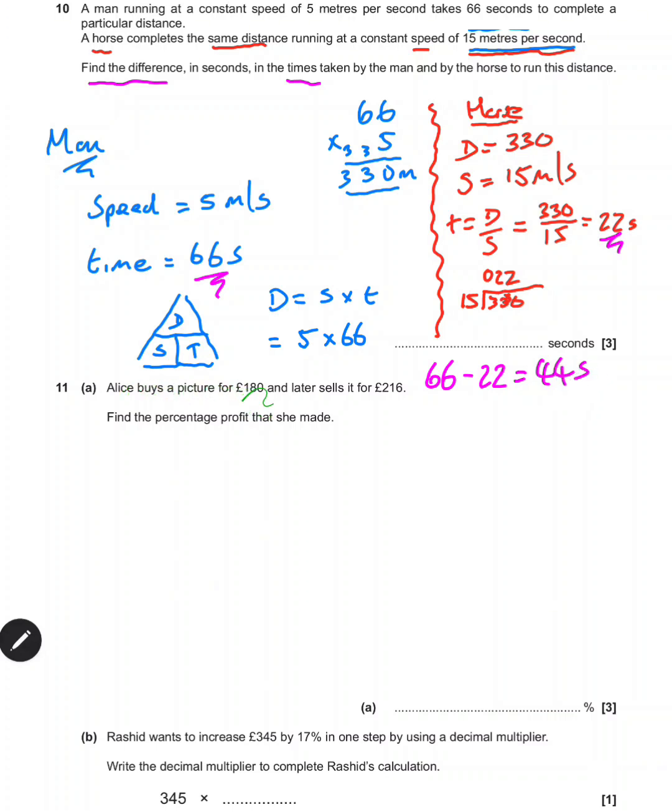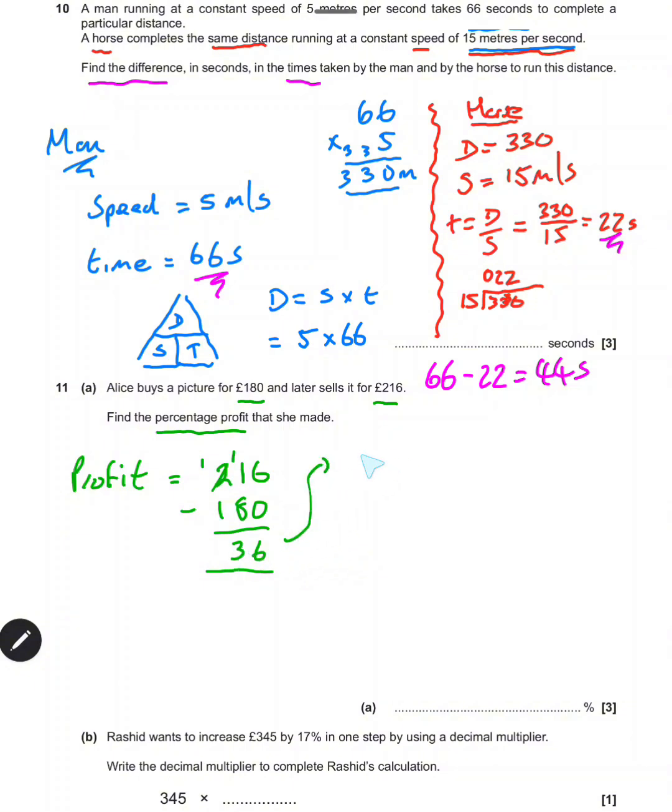Question 11. My mate Alice buys a picture for £180 and sells it for £216, and we want percentage profit. Well, I'll start with profit first. That's just how much money she made. So we're going to do 216, take away 180. 6 take 0 is 6. We can't do 1 take 8, so let's borrow from there. 11 take 8 is 3, and 1 take 1 is 0. She made £36 profit.